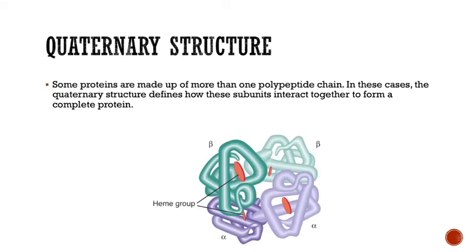So for instance, hemoglobin, the protein in red blood cells that carries oxygen, is actually made up of 4 subunits. So like 2 alphas here and 2 beta subunits.